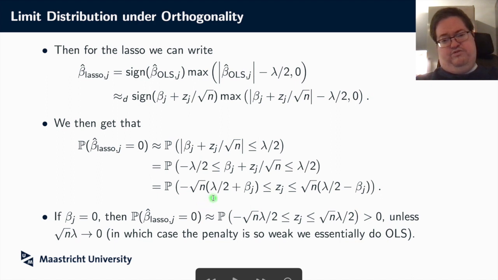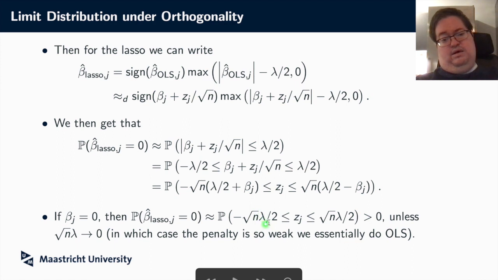Now, we don't actually have to calculate it, but let's just take the case where beta j is equal to 0. That's the easy case, because then these betas will drop out here. And then this probability that my estimator is going to be equal to 0 is, for large n, going to be approximately equal to this probability here. So that zj is in between minus square root n lambda over 2 and square root n lambda over 2.